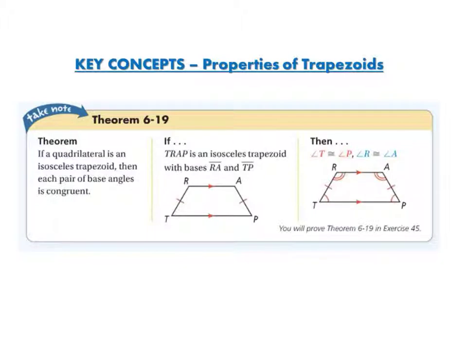If a quadrilateral is an isosceles trapezoid, then each pair of base angles is congruent. So, if TRAP is an isosceles trapezoid, notice these are our base angles. They are congruent. Our other pair of base angles is at the bottom, and they are also congruent. Just remember, they would add up to 360 degrees.